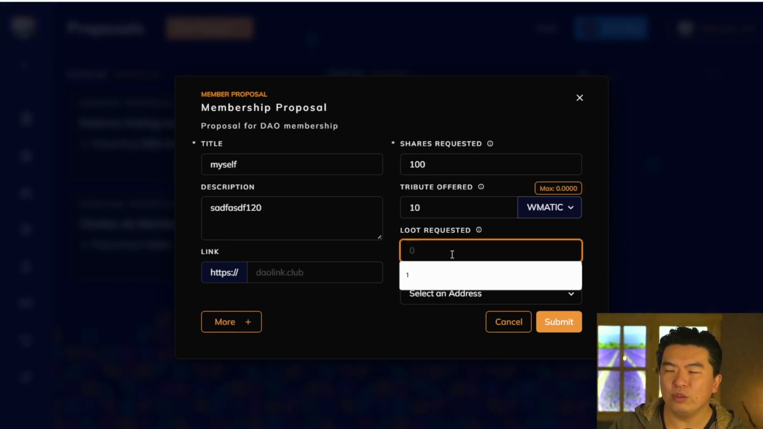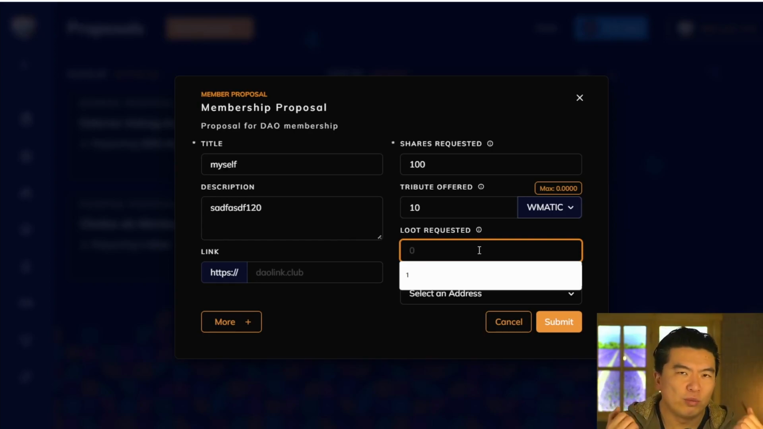And the loot is also very interesting, because loot is basically like a share, the same in value regarding the participation in the treasury. So 10 loot is basically 10 shares, but loot doesn't come with the right to vote. So there will be people, I'm sure of that, who want to join the DAO just to have the financial participation in the growth of the DAO, right?